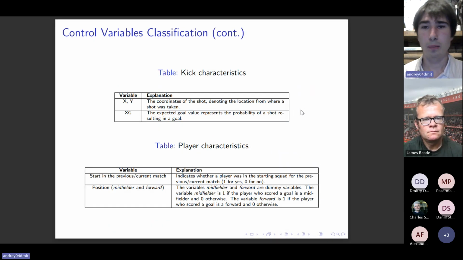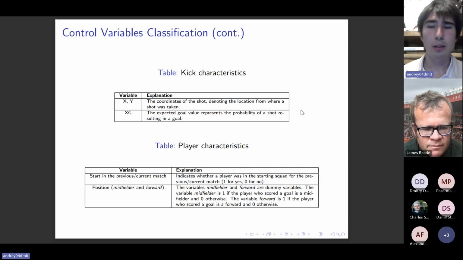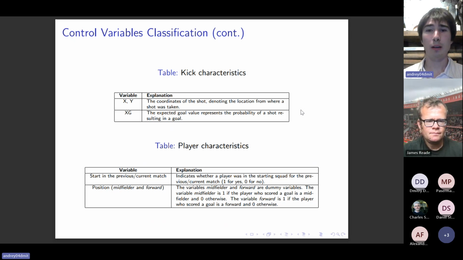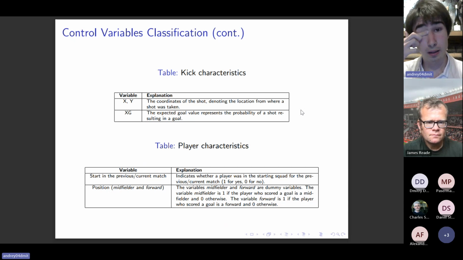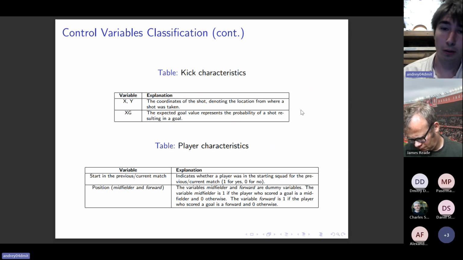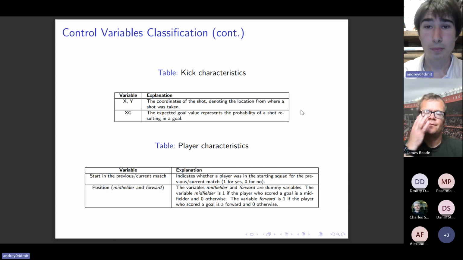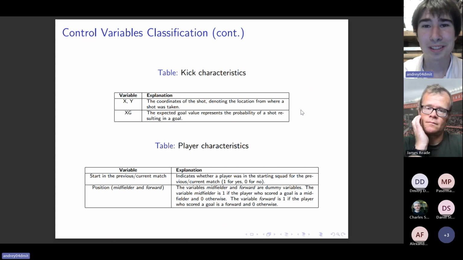And the two other groups: key characteristics, so the coordinates from where the goal was scored, and XG. And the player characteristics, whether a player started in the previous and current match, and his position. So that's all for the classification.